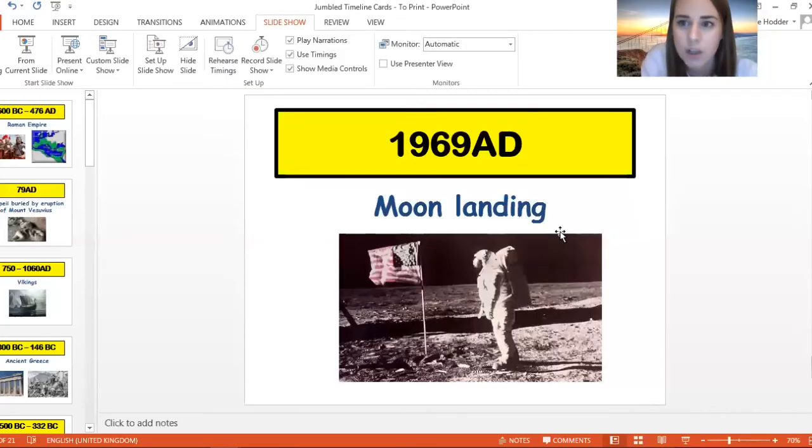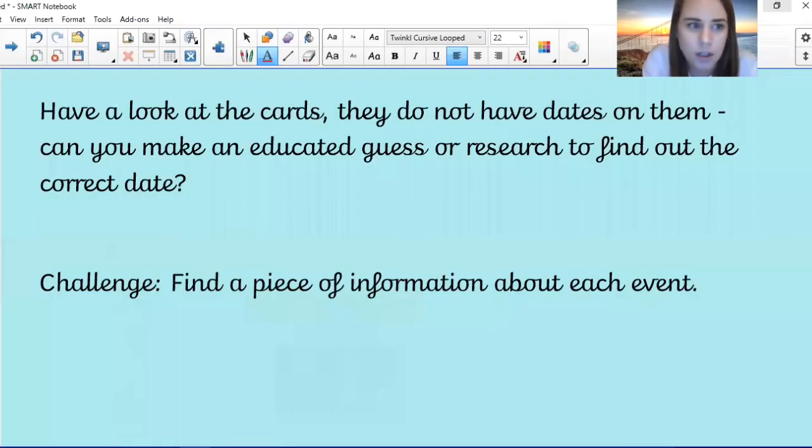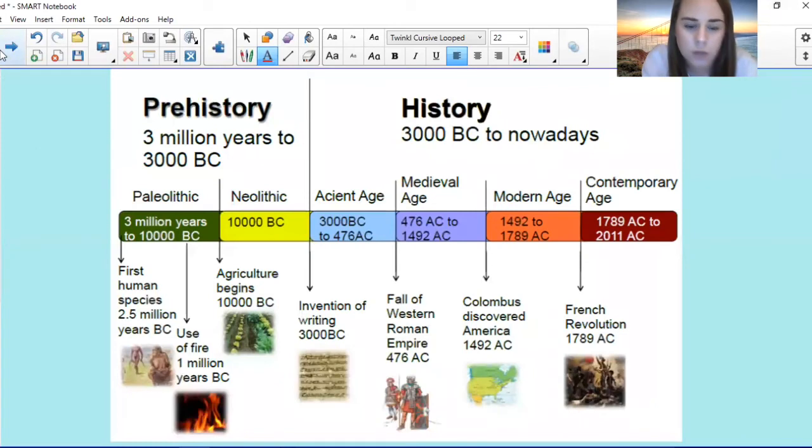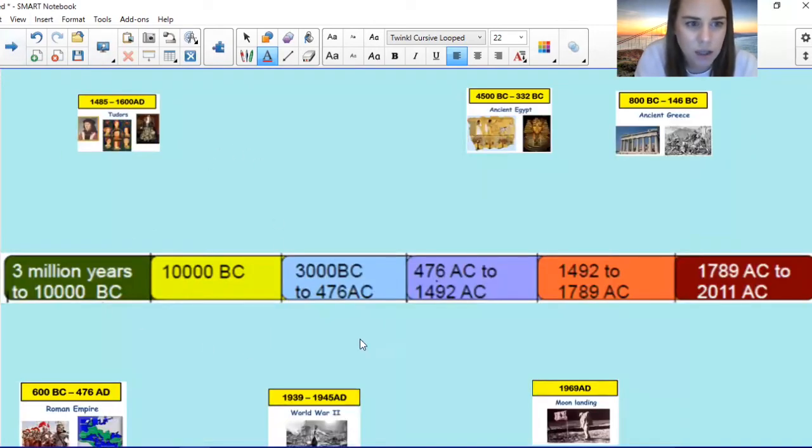So please make sure you have got those, because the next thing that we need to do is to start to have a little look at the timeline. So we're looking at the timeline, prehistory and history, so 3000 BC to nowadays. Okay, we're looking at a timeline like this, and just as this one has been labelled, we are going to do very much the same thing using our own.